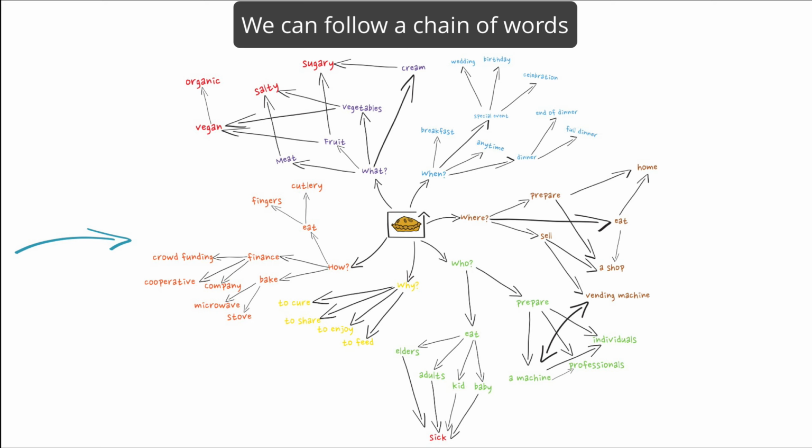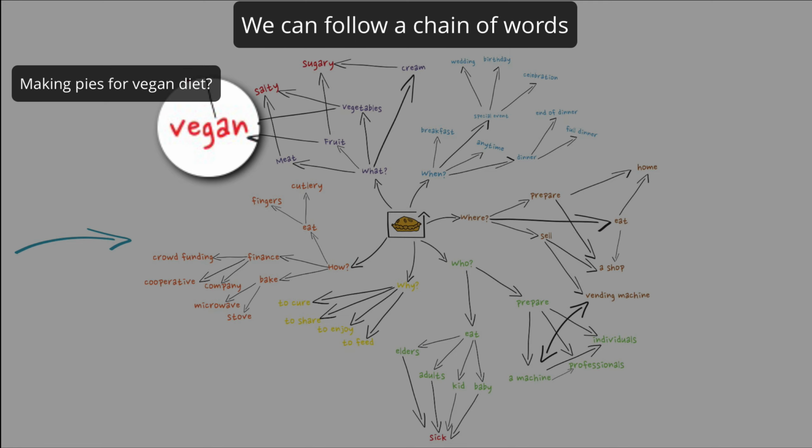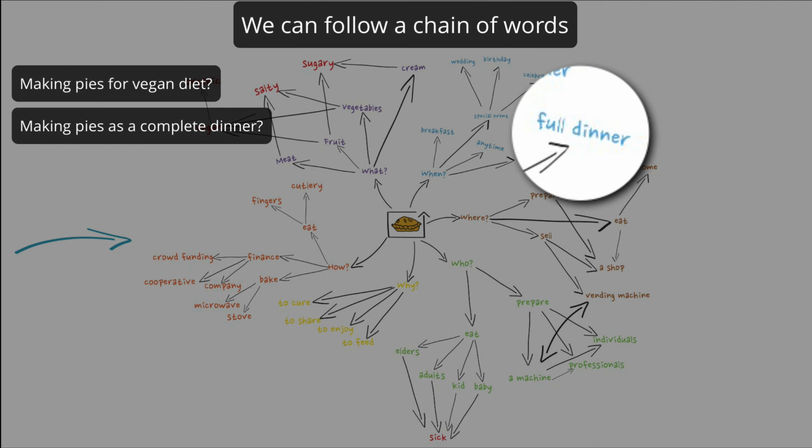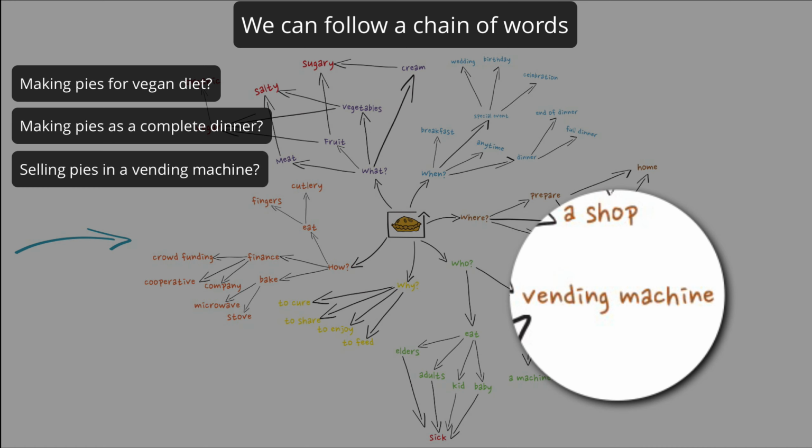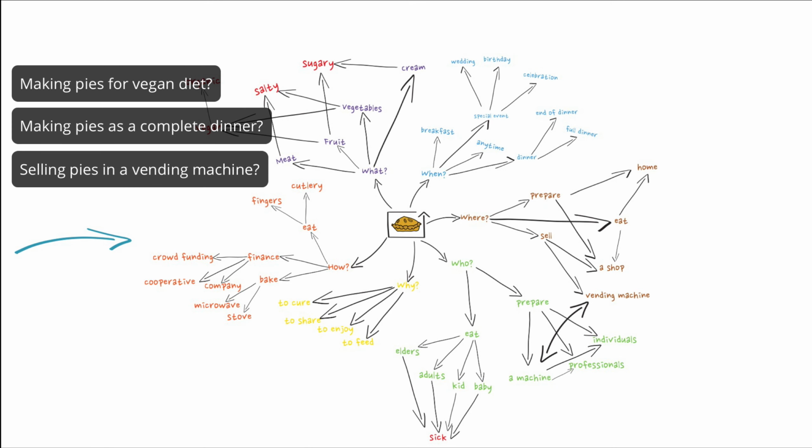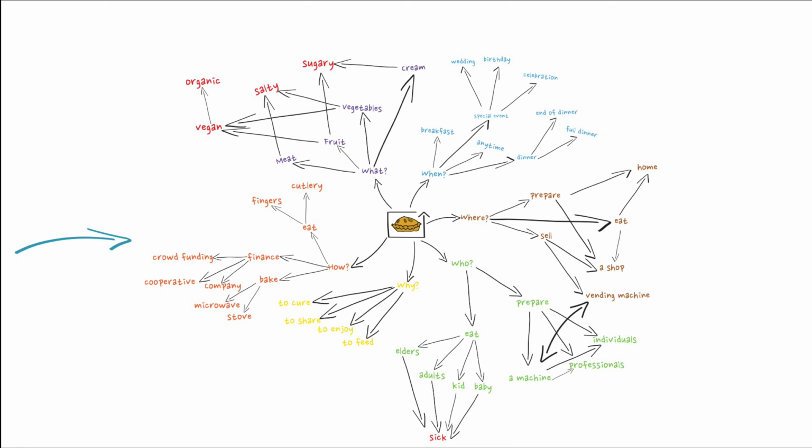So we can, for instance, from the pie initial question, identify some words like vegan diet, or full dinner, or a vending machine. So these are ways whereby, going from a word to another word, we come to be able to associate words which were not supposed to be initially directly connected to our initial concept, which is the pie.